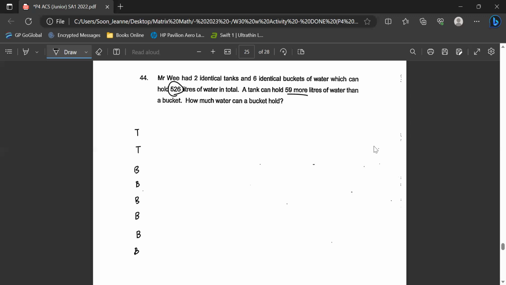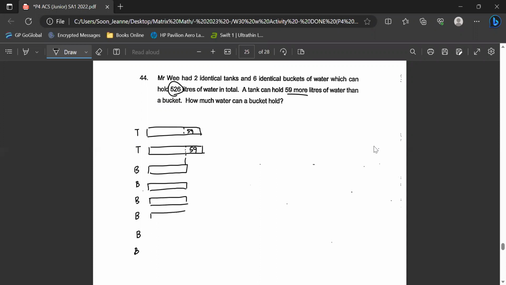But the tank can hold 59 more than the bucket. So the model for the tank will be longer than the bucket with a difference of 59 more liters. I'm just writing 59 here. So this tank will follow because this tank also has another 59. So the rest of the buckets will also follow the model for the first bucket. So this is the second, this is third, fourth bucket, fifth bucket, and sixth bucket. Sorry, it's a little untidy, but you briefly got the idea.